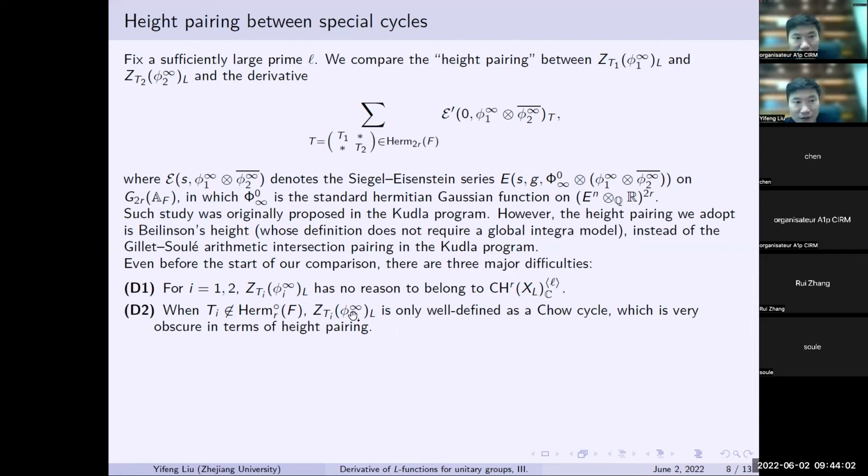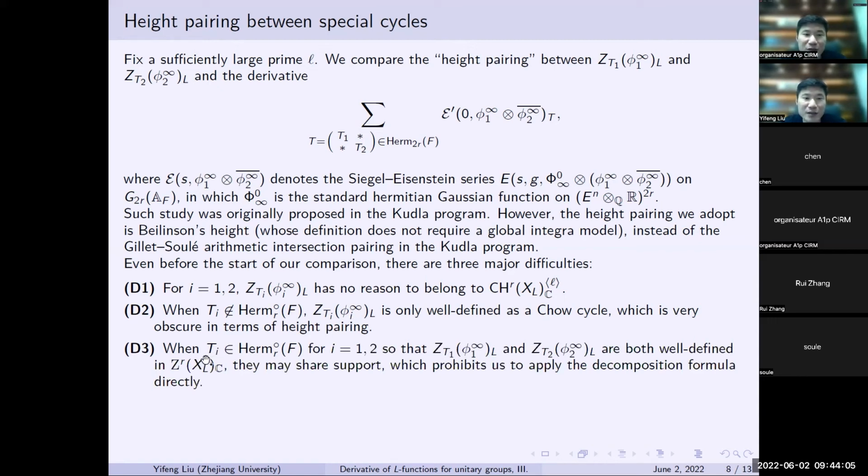Difficulty 3: even when both T_i are non-degenerate, in this case these two cycles are well defined as physical cycles in the Z_{R,X,L}. They may share support, so these two may have common support. And when they have common support, it prohibits us from applying the decomposition formula directly. Recall that there is a decomposition formula for the Beilinson height, but before using the formula you have to choose representatives that have disjoint supports. So it will prohibit us from using this decomposition formula.